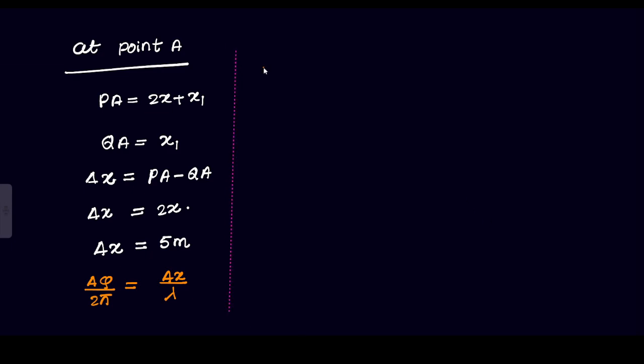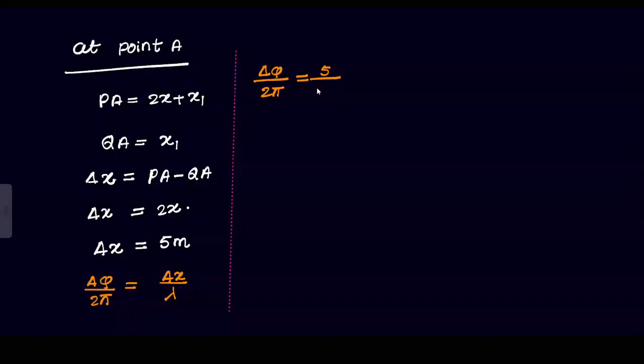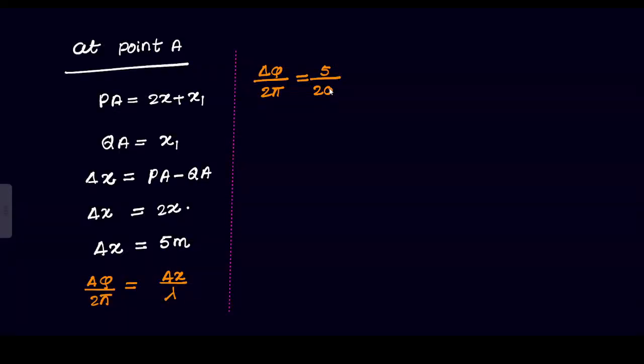How much is the delta phi now here? Delta phi by 2 pi is equal to delta x, which is 5, over lambda. The wavelength is given as 20. So this value is equal to 1 by 4. So that means delta phi will be equal to pi by 2.